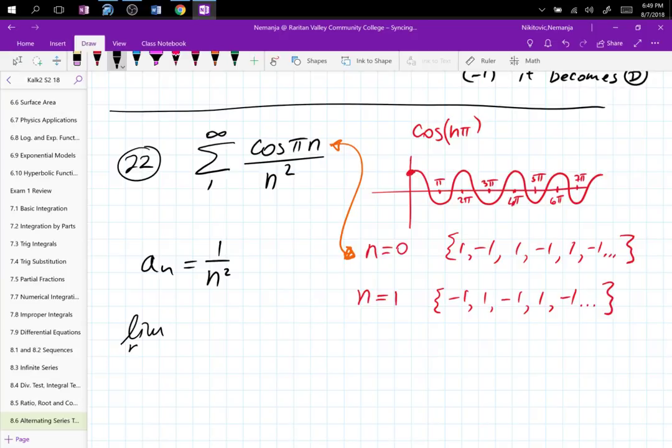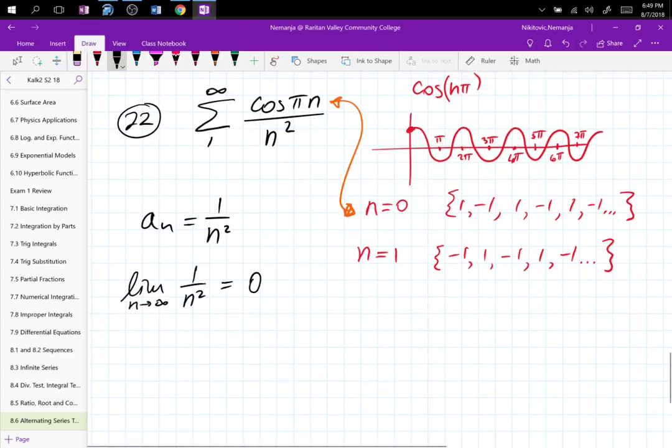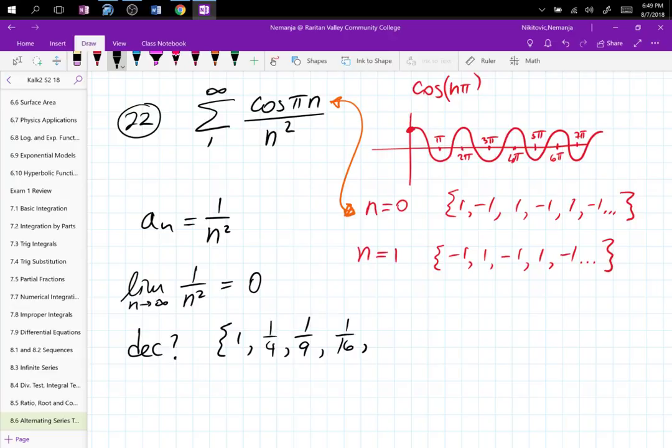The limit as n goes to infinity of 1 over n squared is equal to 0. That's great. And is it decreasing? Sure, it's decreasing. You can write this as 1, then 1 over 2 squared, which is a quarter, 1 over 9, 1 over 16, and it goes on forever. Your denominator is growing rapidly, which means the number you're getting is smaller with every iteration. So both conditions are checked.